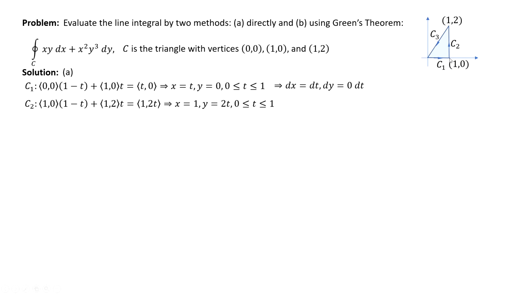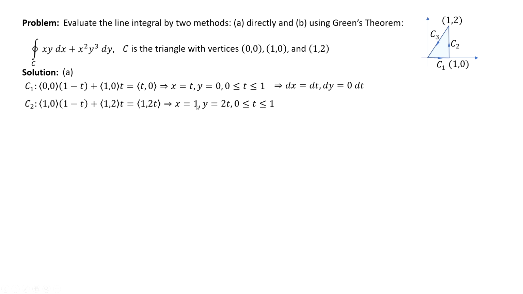So 0 dt. Cool. C2, same idea. Initial point is 1, 0. Terminal point is 1, 2. So initial point times 1 minus t plus terminal point times t. Add the x components. 1 minus t is the x component in the first case. 1 minus t plus t just simply becomes 1. So this x component is 1. Cool. 0 times 1 minus t is 0, plus 2 times t is 2t. 0 plus 2t is 2t. Right? So x equals 1, y equals 2t. Again, t goes from 0 to 1.